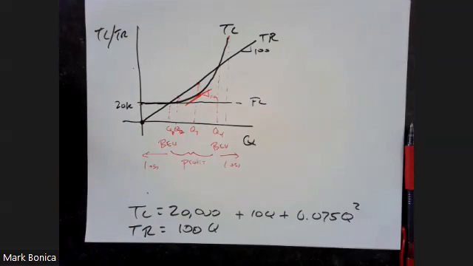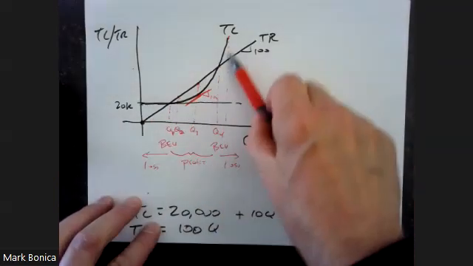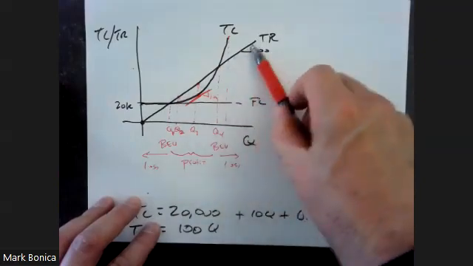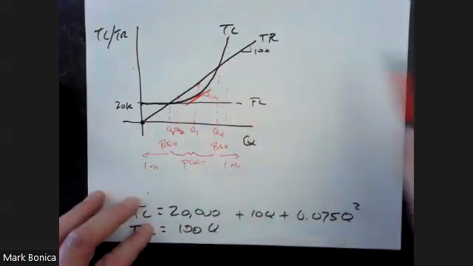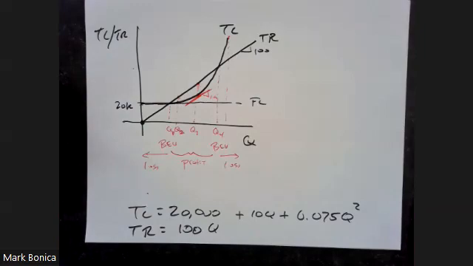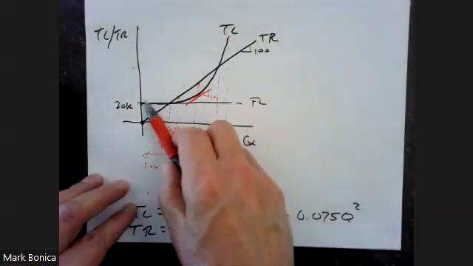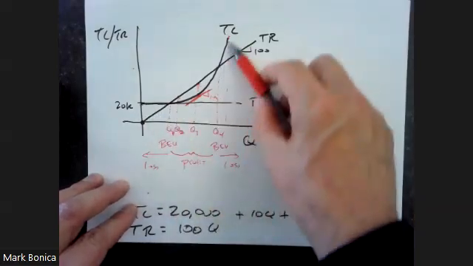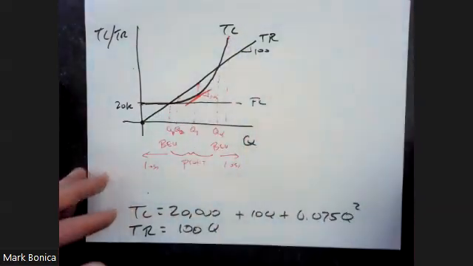What happens here geometrically is at that point where the tangent of the curve matches the slope of the line of the total revenue curve, that gets us our point of maximum profit. That gets us our point where the two lines are the farthest apart. Aren't you glad you asked? So what we have to find is, how do we figure out where on this line the tangent is equal to the total revenue?